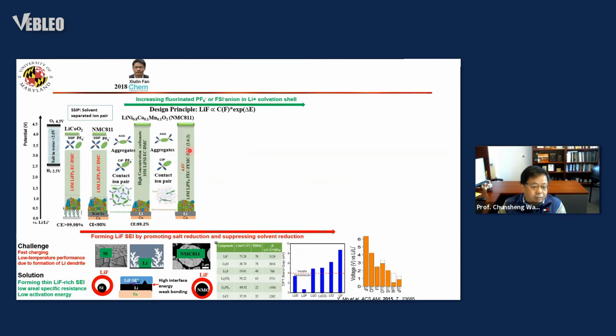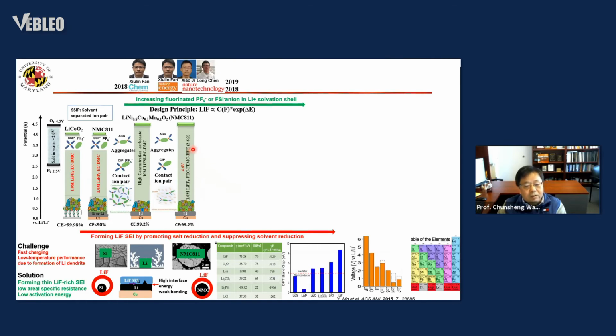HFE has special properties. It can dissolve the solvent, but it cannot dissolve the salt. So in that case, it can reduce the solvation energy. Also, we can reduce the salt concentration because the salt does not dissolve into the HFE. So we get a similar Coulombic efficiency, but with much lower salt concentration, and viscosity is also much lower.